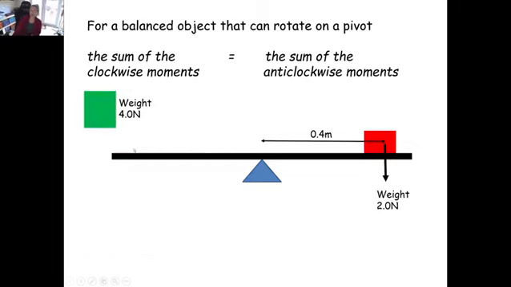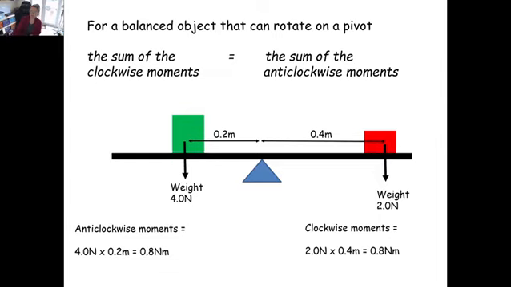What happens if we had a weight of 4 newtons? Where would we need to balance that? Well, again, the clockwise moments stay the same, 2 newtons times 0.4 of a metre, which is 0.8 newton metres. For the object to balance, we have to create a moment on this side of 0.8 newton metres. And we would do that by putting the object at 0.2 metres from the pivot point. So again, we have 4 newtons times 0.2 meters gives a moment of 0.8 newton meters.